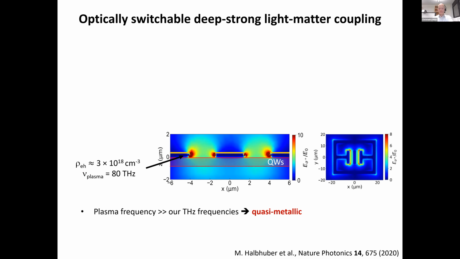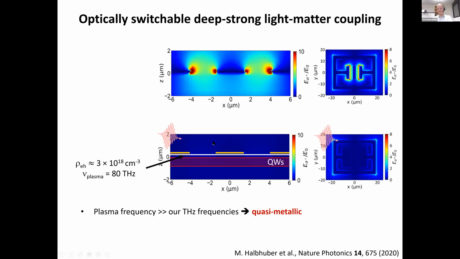Now, what a metal does is clear. It screens the electric field that's shown here. Now we have the calculation of the unswitched part up here and of the switched resonator down here. We're essentially completely collapsing the electric field in the resonator as fast as this plasma builds up.